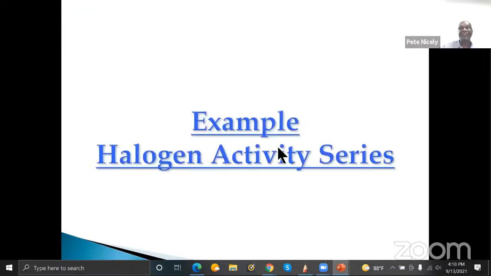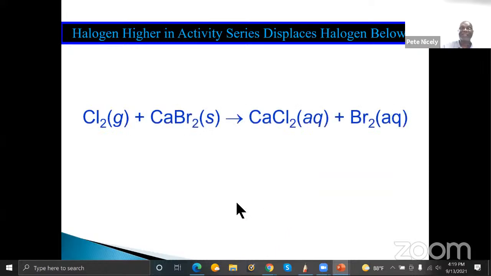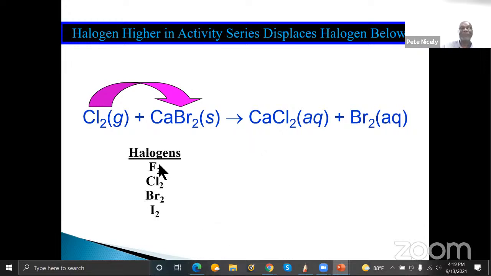Okay, moving along. So let's talk about the halogen activity series. I mentioned it briefly that the halogens themselves have their own activity series. So the halogens, if you remember, are the elements in group 7, right? Starting with fluorine at the top, then chlorine, then bromine, then iodine, right?